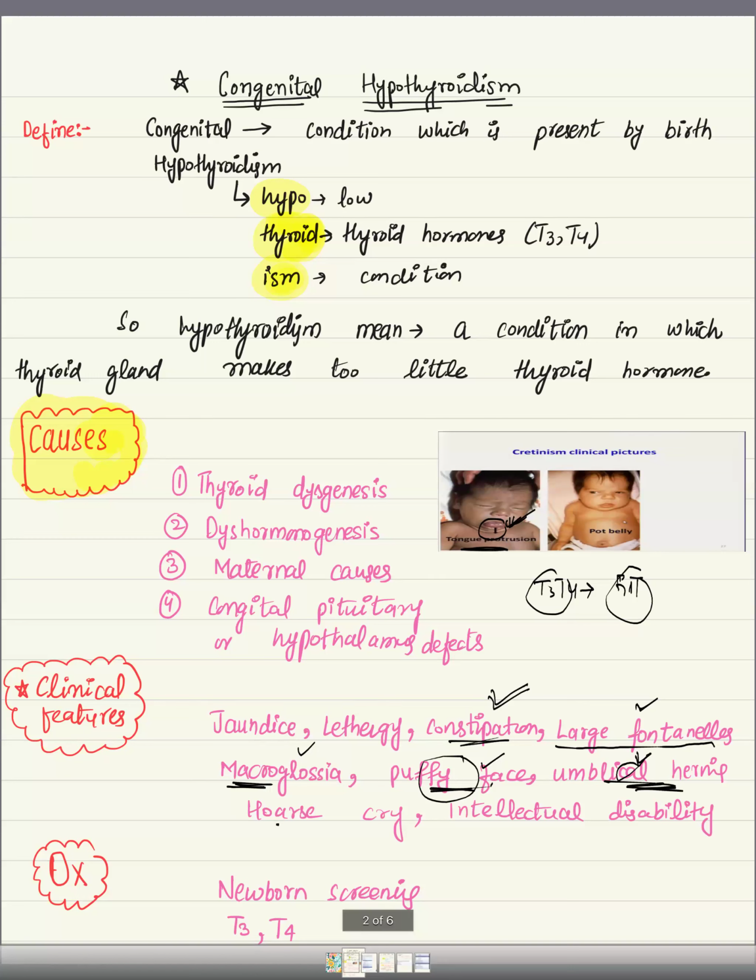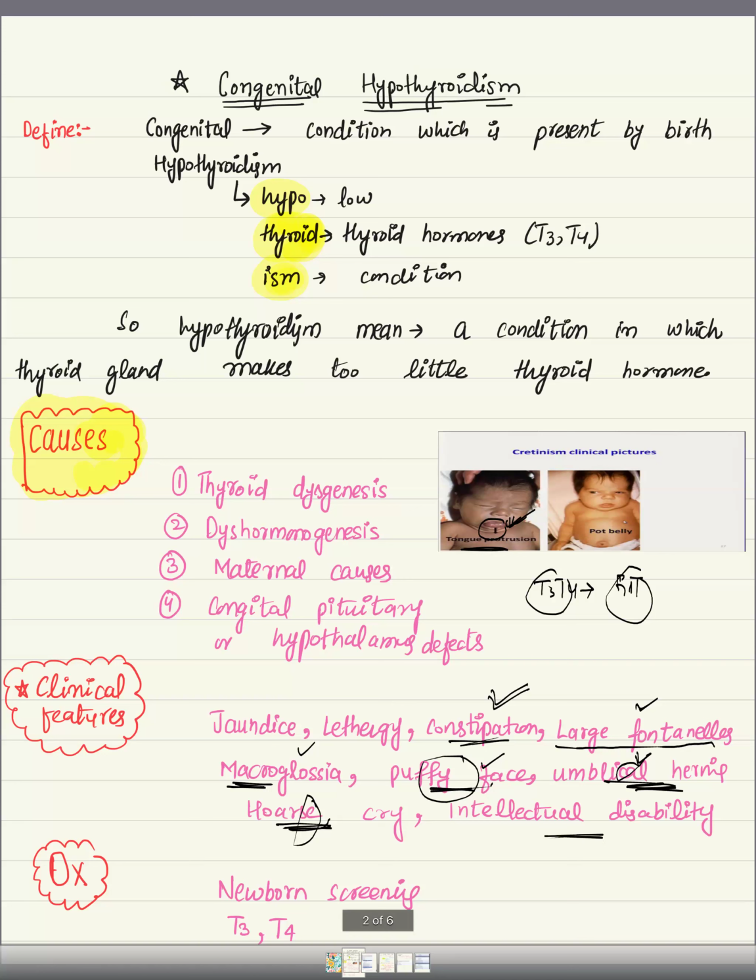Then the baby cries hoarse. You have to remember this point. The baby cries hoarse, again why? Because the baby's tongue is enlarged, the baby has laryngeal edema, the baby has hypotonia. That will affect the vocal cords. So when your vocal cords become thick, your voice is going to be low pitched. So the baby will cry like a hoarse cry. So just remember, it is a rough, deep cry, which may be weaker or softer.